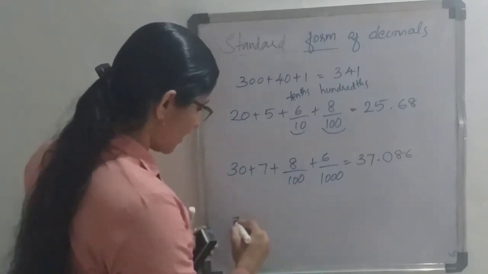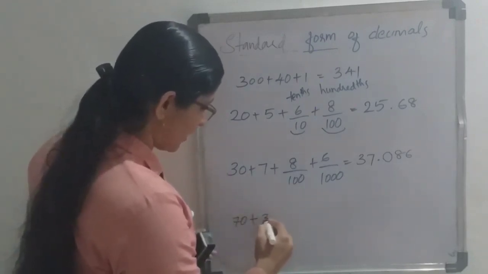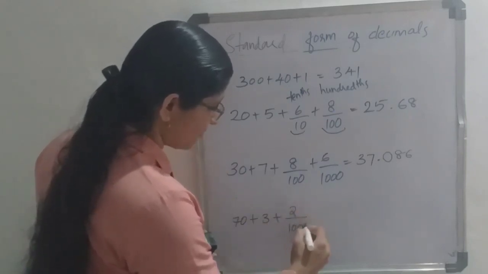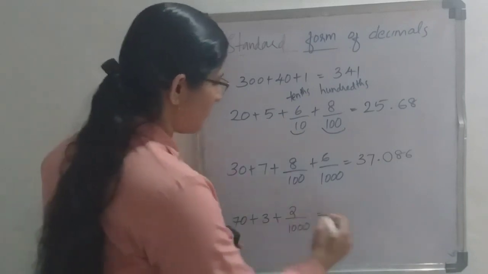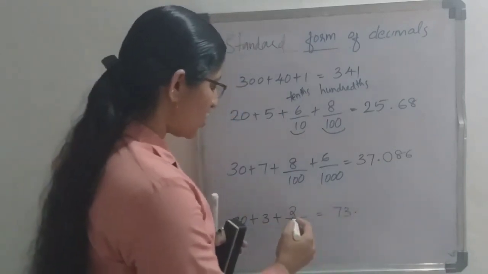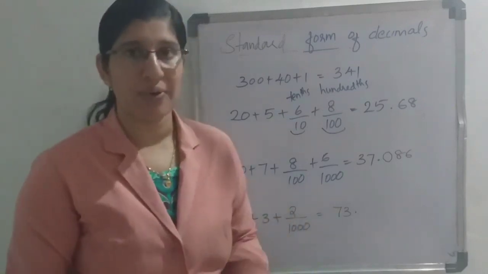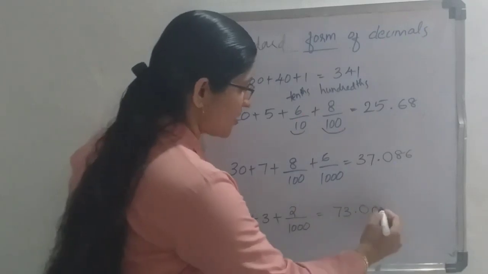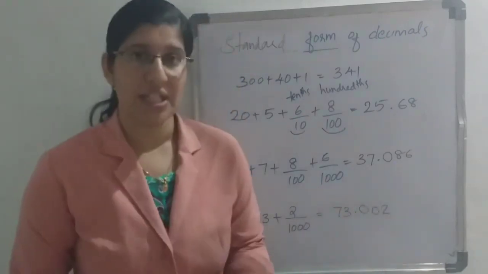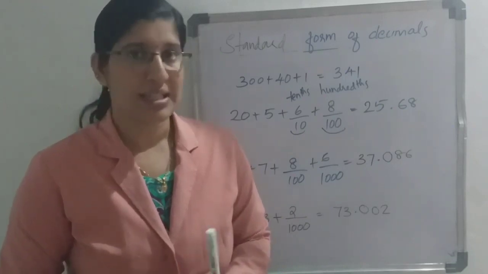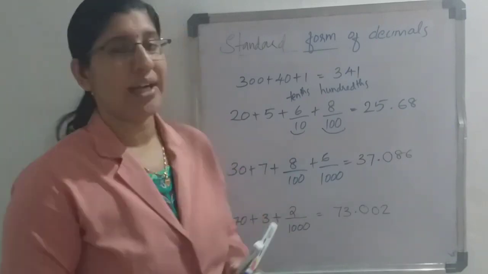Okay, one more example. If it is 70 plus 3 plus 2 by 1000, how will you write? 70 plus 3 is 73, so you can insert the decimal point. Then 2 by 1000, only 2 by 1000. There is no tenths, no hundredths. Thousandths is 2. So it is 73.002. Is it clear? Okay, this is the method of writing the standard form.